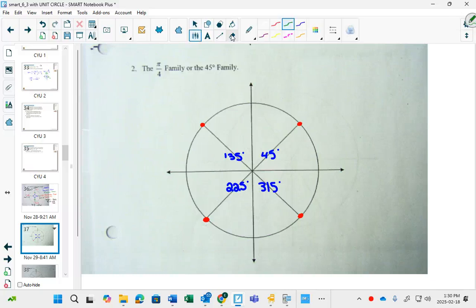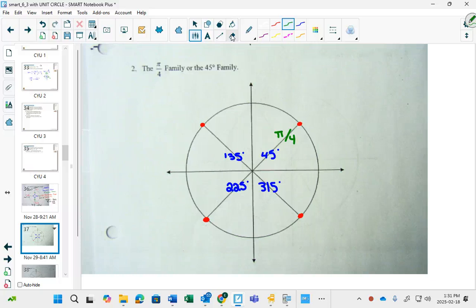Now in radians, 45 degrees is pi divided by 4. Does it make sense that pi is halfway around? And if you did this in 4 equal sections, that one section would be pi divided by 4. 180 degrees divided by 4 is 45.